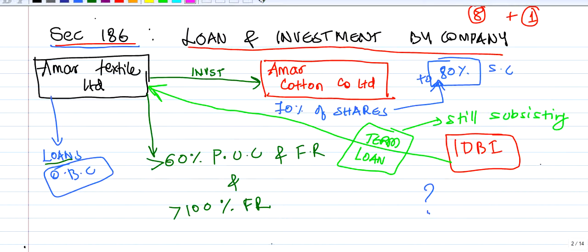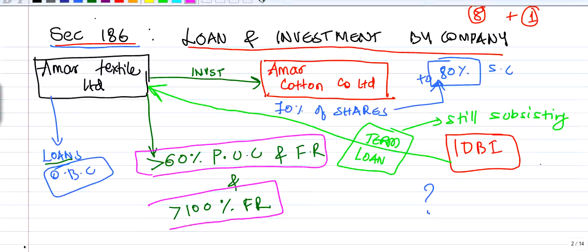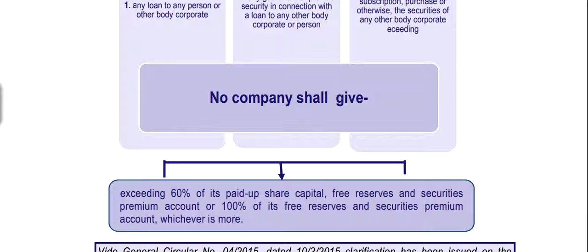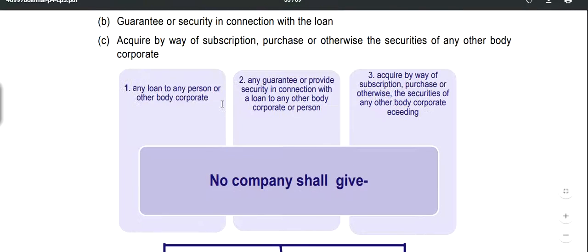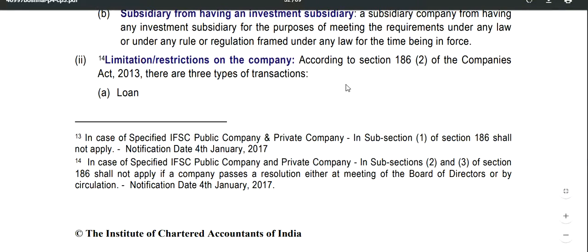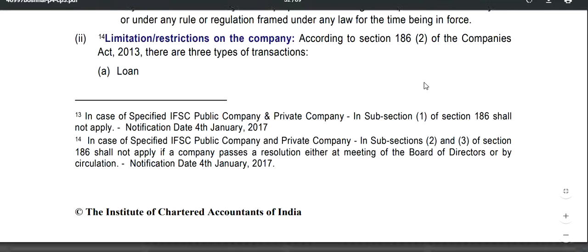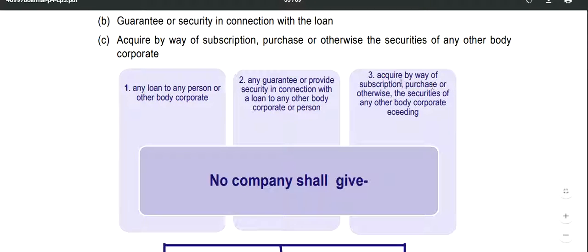So that is what our answer comes. In the first example, they are given more than 60% and more than 100%. So in the examination we have to write this much. This section 186 subsection 2 has to be written.